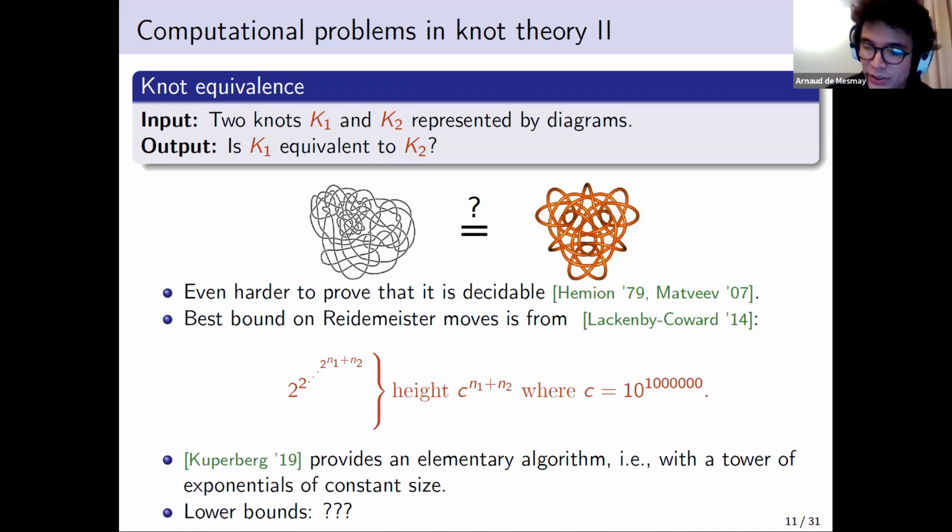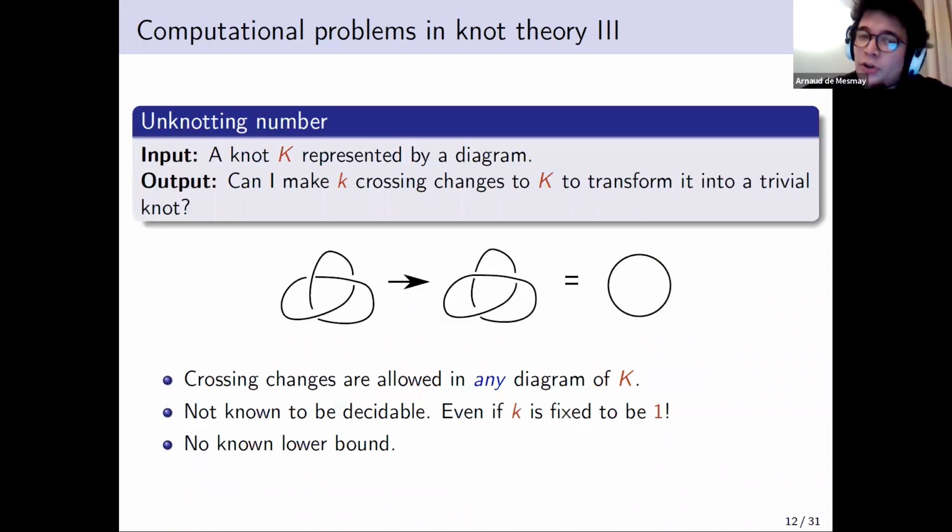And to finish this tour, let's just look at a third problem, which seems to be even harder. That's something that is called the unknotting number. So now I give you a knot, and I want to compute the minimum number of crossing changes. A crossing change is what's pictured here. Here the strand goes above, and now it goes below. And I want to compute the minimum number of crossing changes so that the knot simplifies into a trivial knot, as we see on the right. So here in this example, the unknotting number is 1.